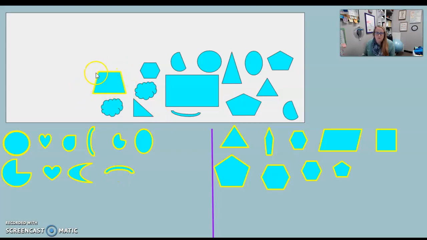Alright, 1, 2, 3, 4. A 4-sided figure is a quadrilateral. This quadrilateral is also called a trapezoid. So is the trapezoid going to go with the circle or the triangle? I'm going to put it over here with the triangle.